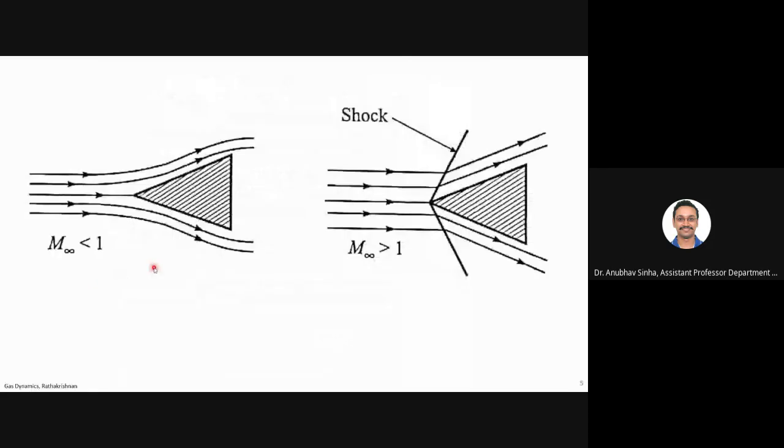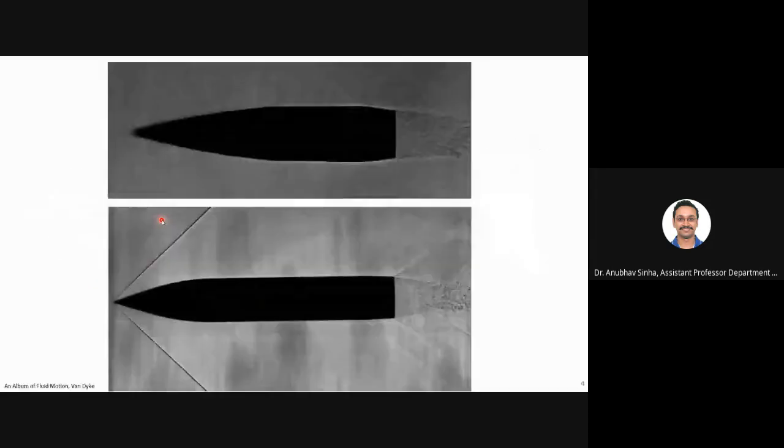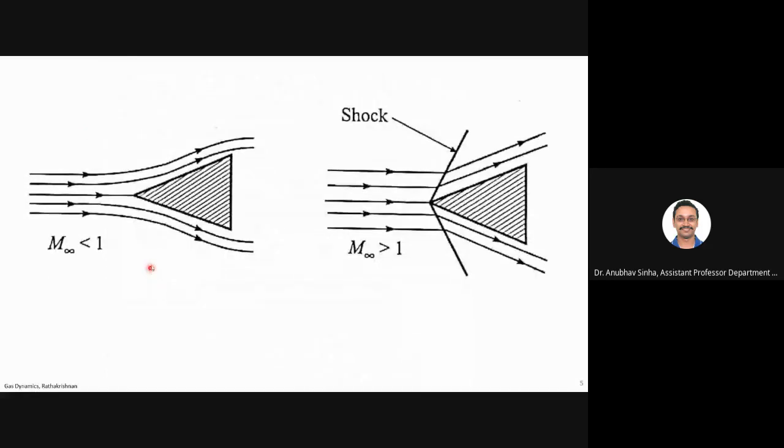So here we have agreed that this one has higher velocity. So what is the difference between subsonic flow where there is no shock and supersonic flow where there is a shock? What you see is that the Mach number of the free stream is less than 1 here, and here the Mach number is more than 1.